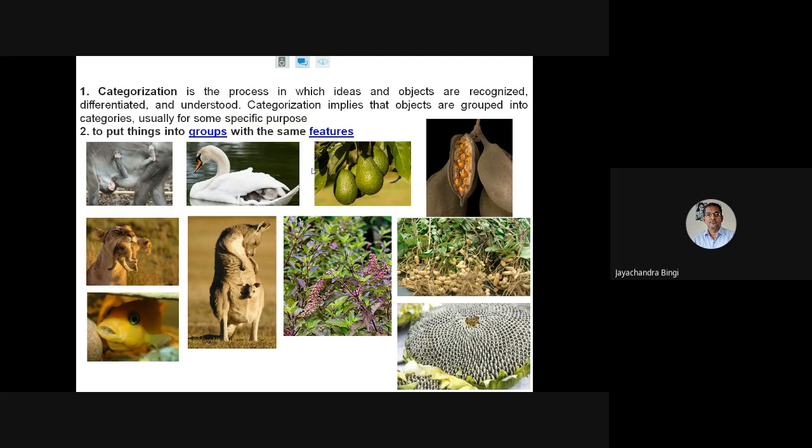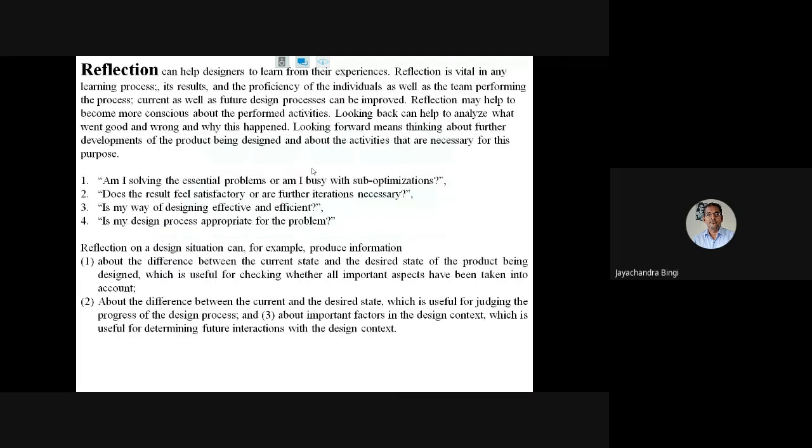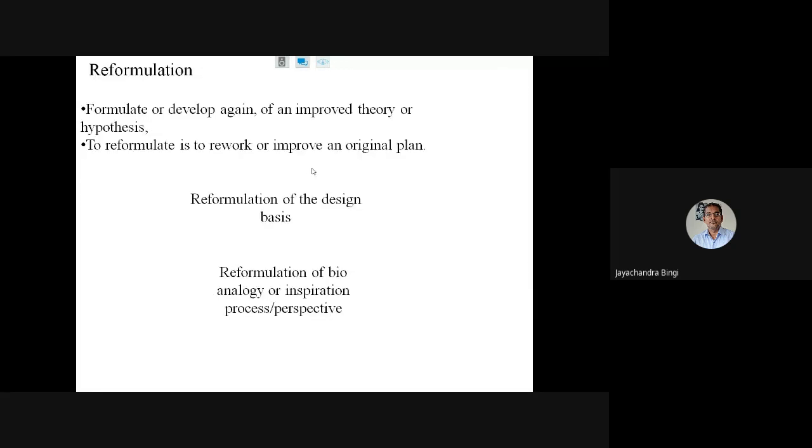So that is the categorization, and after that, reflection. Reflection is always about how I'm going to use this information, what this information is actually giving me, what kind of understanding it is giving me, and how I can apply it on my problem or process. Then reformulation, as I told you before, is the certain changes you want to bring in to improve it. If you want to bring in certain changes to the system you derived from this inspiration, you can always do that, and that is called reformulation.